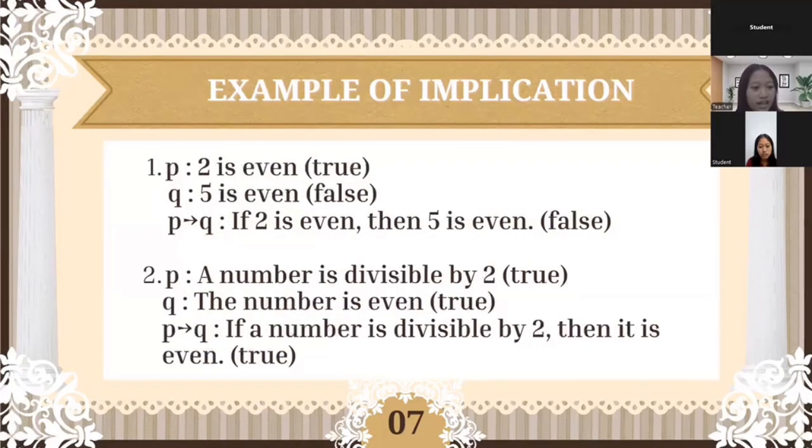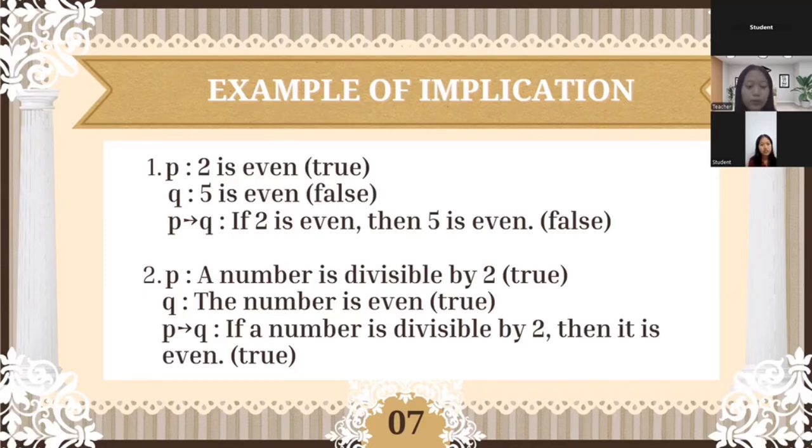Okay. Ari, can you read the example? Yes, this is example number one. P is 2 is even. Q is 5 is even, which is false. P implies Q: if 2 is even, then 5 is even, which is false. Okay, because P is true and Q is false, then P implies Q is false.